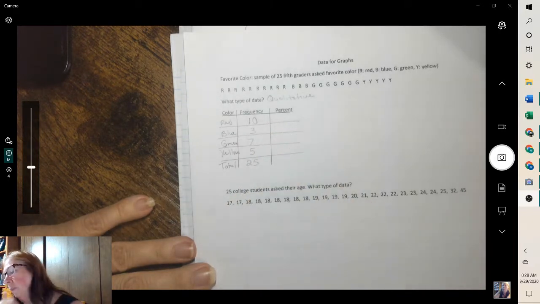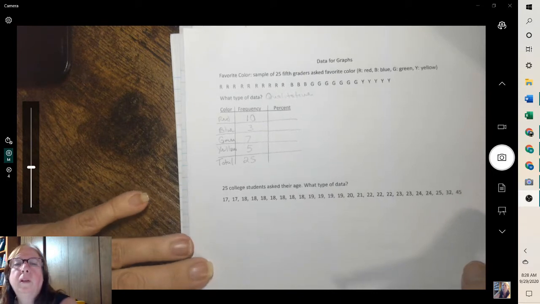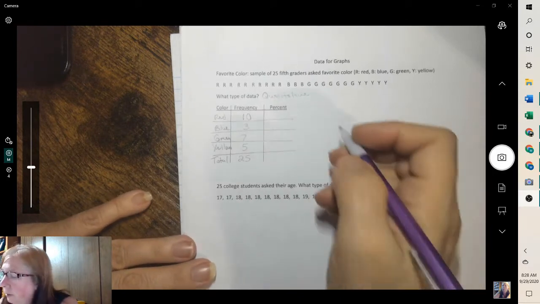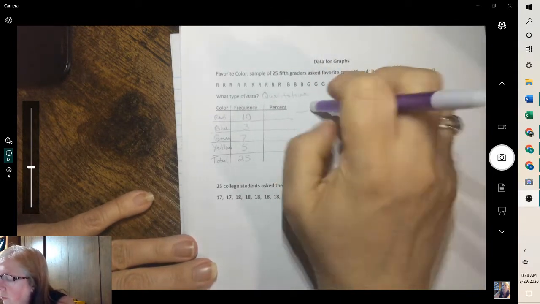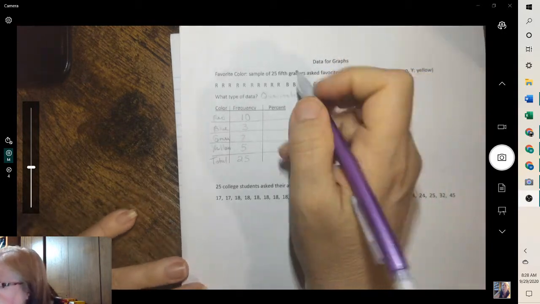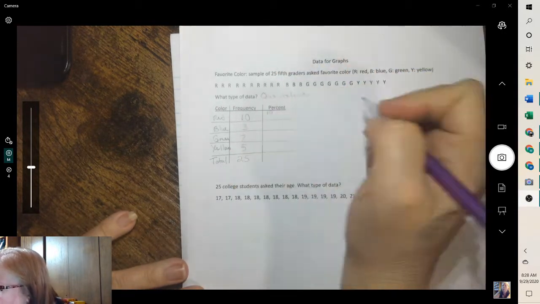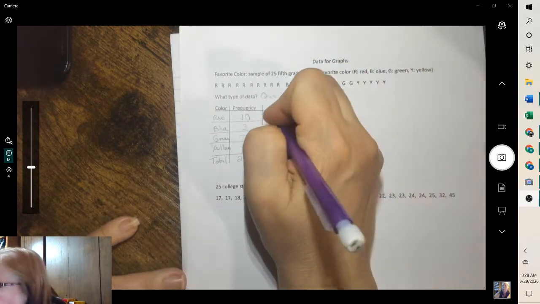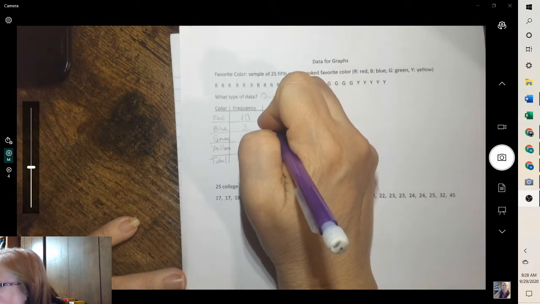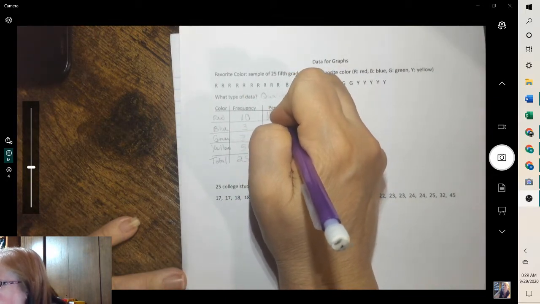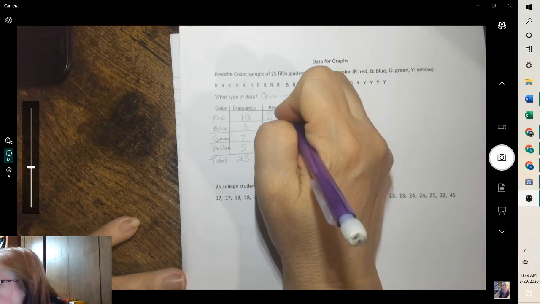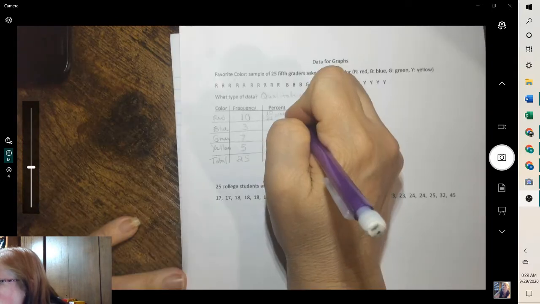Always double check, but you need this total anyways to find the percent. When you're finding the percent, oh, I need that space. Put it in here. It's how many chose red divided by the total, and then times 100 to make it a percent. So this would be 40%.